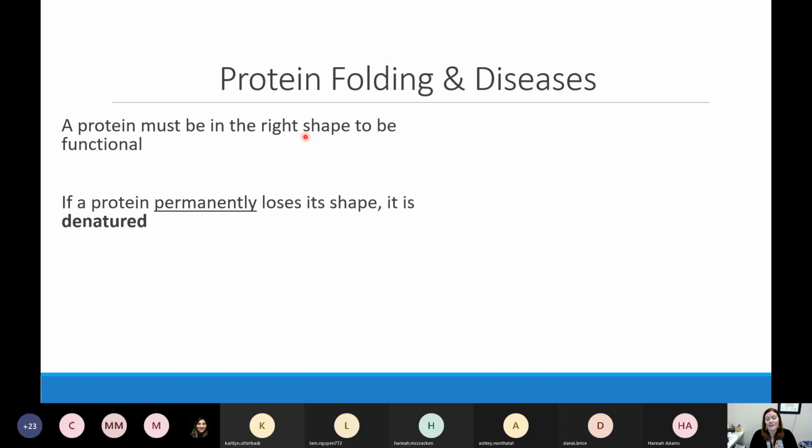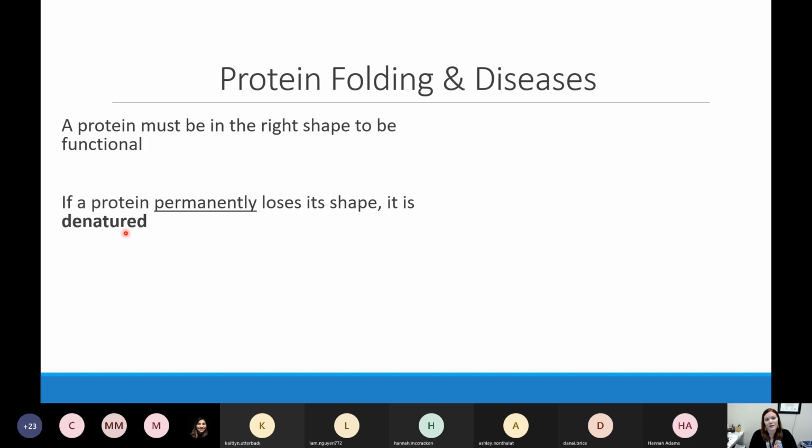If a protein loses its shape permanently, you know, we talked about gated proteins where they change their shape. Change is totally fine. We can go back. If we permanently lose our shape, meaning there's no way I can go back to what I'm supposed to be, I become denatured. And denatured is an underline highlight star word. That's a really important word. Denatured means that I have lost my shape forever. I can't go back to my correct shape.